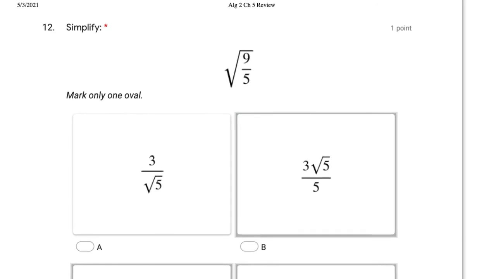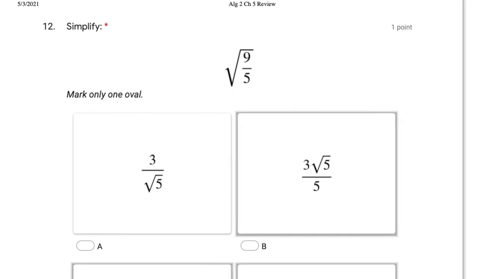Problem 12 here. We would try to simplify 9/5, but 9 and 5 are relatively prime to each other, so we can't do that. So then we separate them, like so, and we individually square root them. Square root of 9 is 3, of course, and square root of 5 we can't do. And see, this is answer A, but you'd be incorrect to choose A. Because while these are obviously equivalent, neither one of these is in simplest radical form.